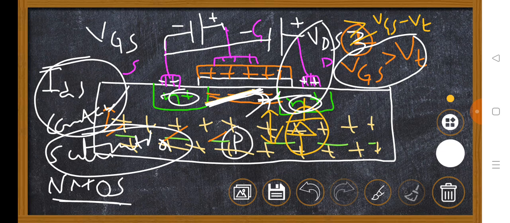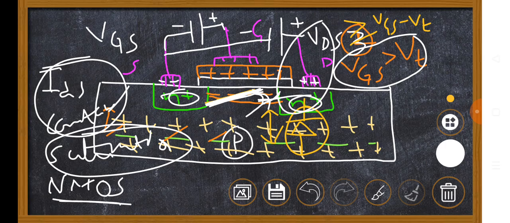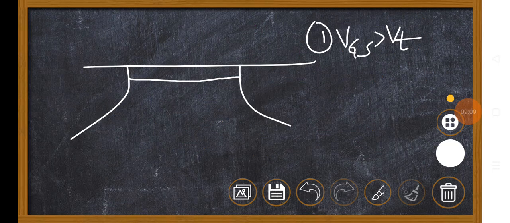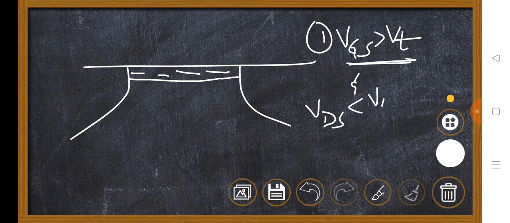We will see channel length modulation, that means channel variation. Observe very carefully. I will show it in one other picture. Now observe, when VGS is greater than VT, the channel will be like this. And if you want to observe current, VDS should be present, when VDS is less than VGS minus VT.